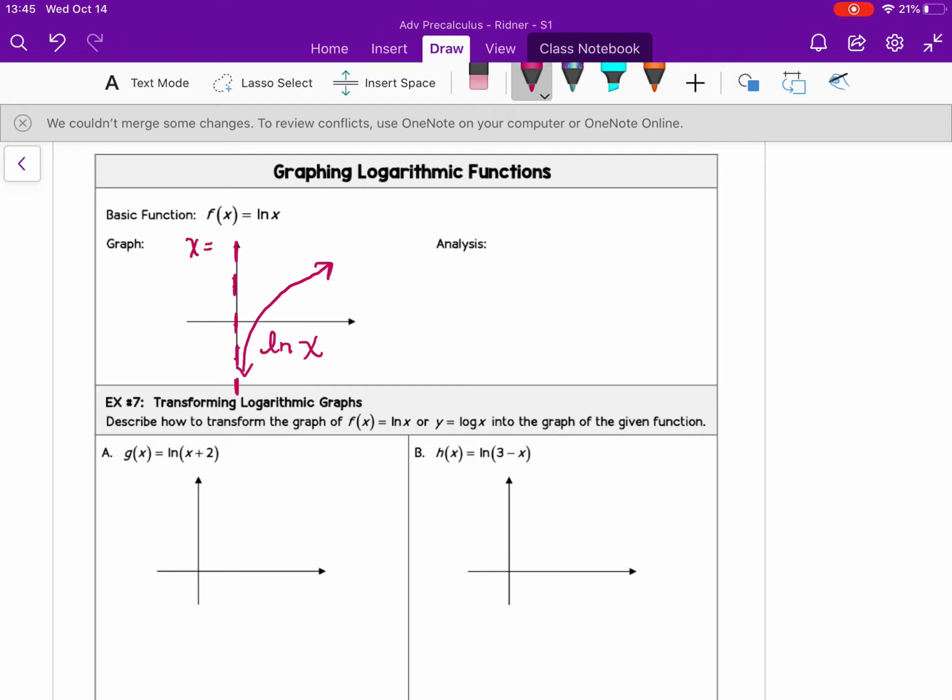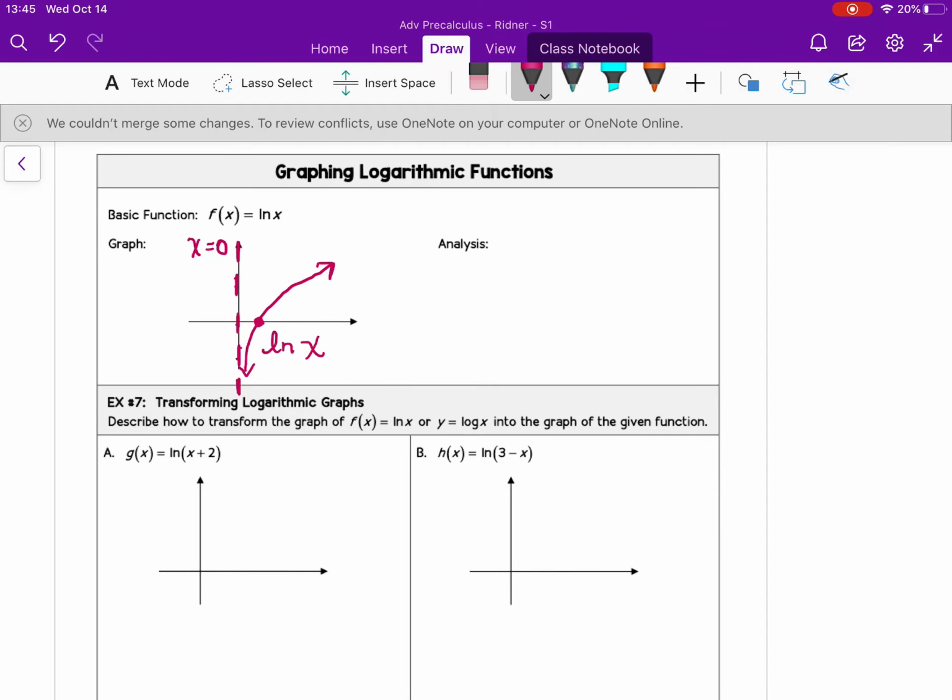So remember, vertical line is x equals, and it's the axis, so that's 0. Means that it's never going to touch 0. So even if it got really close, it's not actually going to touch 0. Okay. It's going to cross the x-axis at 1, 0 because the inverse would cross the y-axis at 0, 1. If you don't know that, you graph it on the calculator and you leave it at that.